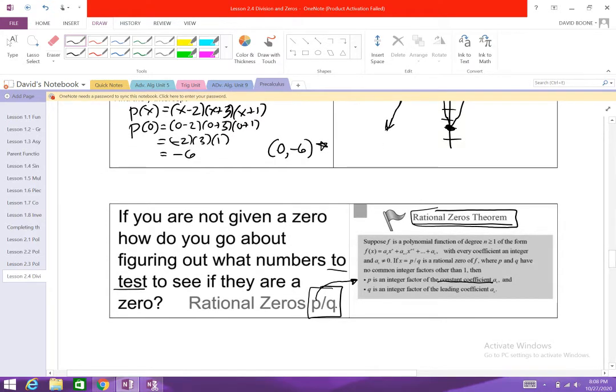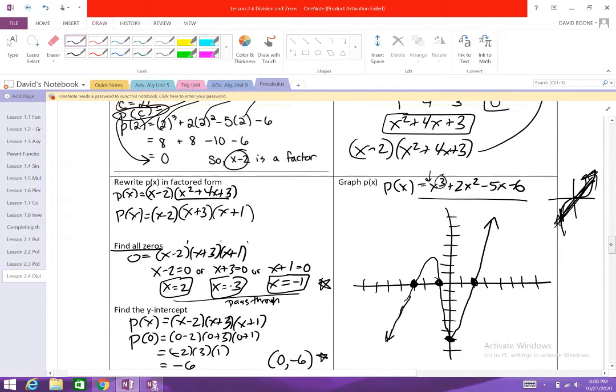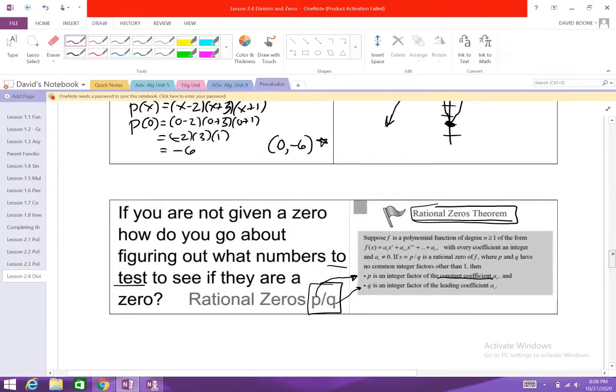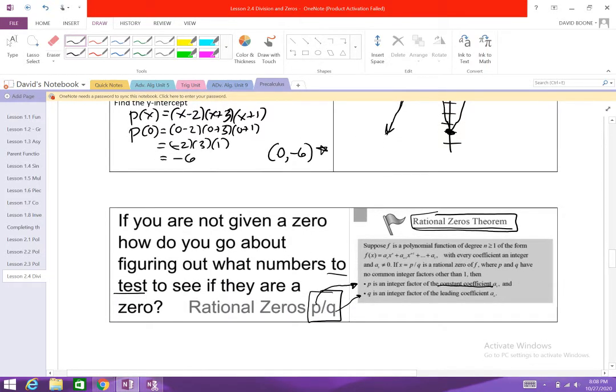The q is an integer factor of the leading coefficient. So we are looking at the leading coefficient. In this problem up here, our q would have been the leading coefficient, which is 1. So we take the ratio of the p over the q, the -6 over the 1, and test that as a factor.